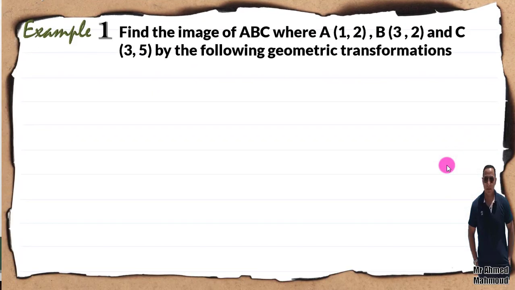We have only one example, but in this example we have three transformations. Find the image of triangle ABC, where A equals (1, 2), B equals (3, 2), C equals (3, 5) in the following geometric transformations. (x, y) changes into (x, -y). What does it mean? First, I'm going to draw ABC.